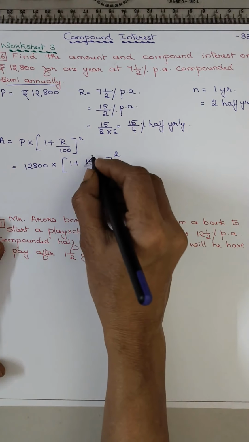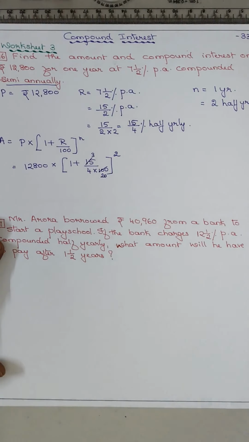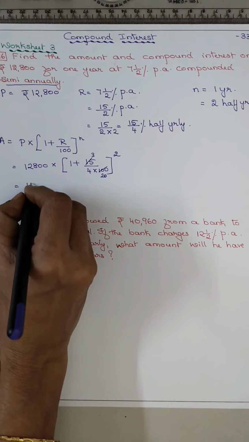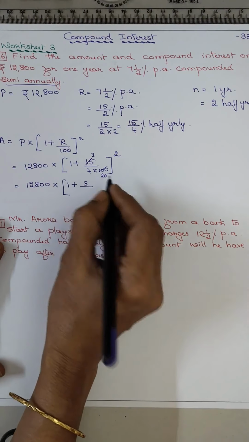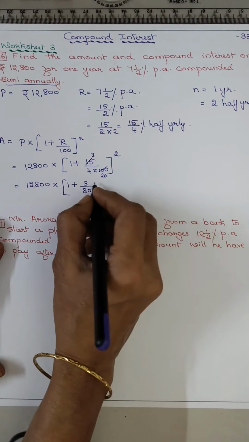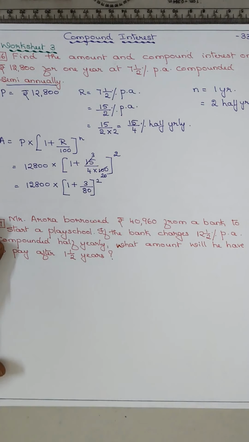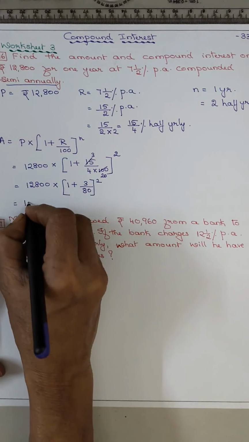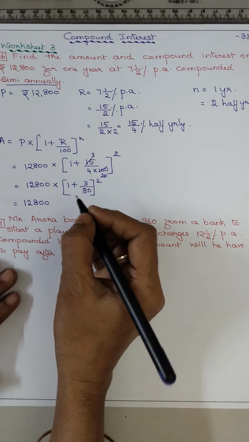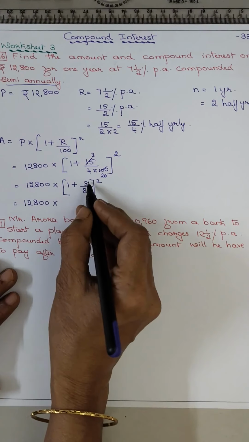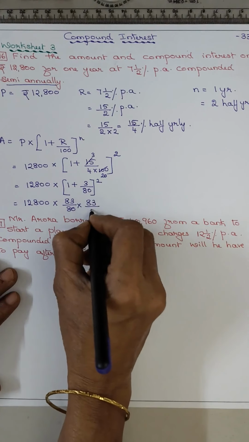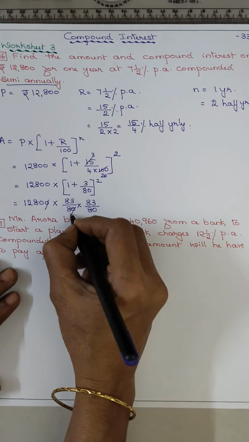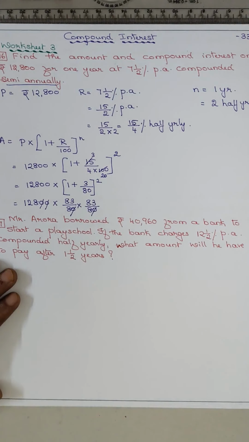Now 5 3s are 15, 5 20s are 100. That means 12800 into 1 plus 3 upon 4 20s are 80, 4 2s are 8, the whole raised to 2. That means it became 12800 into, this is 80 plus 3, 83 upon 80, 2 times 83 upon 80, 10 10 10 10, cancel.